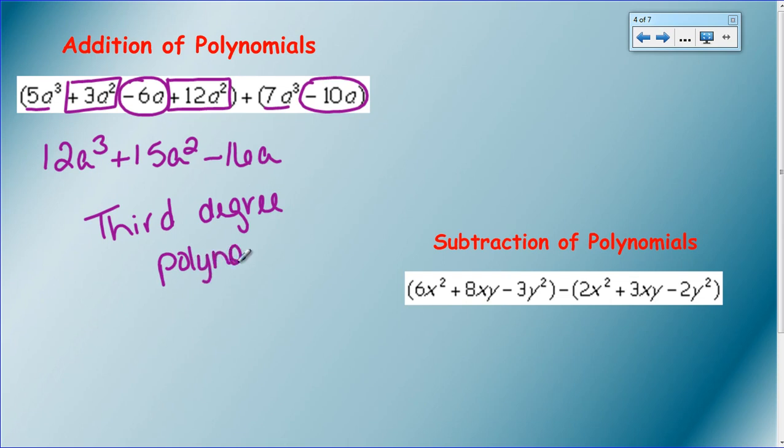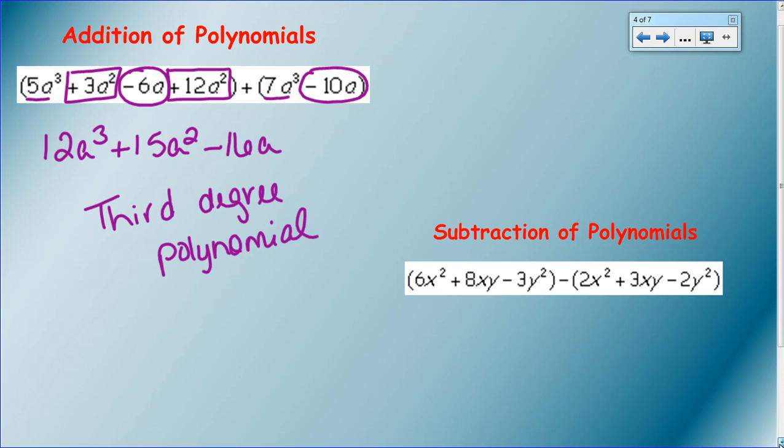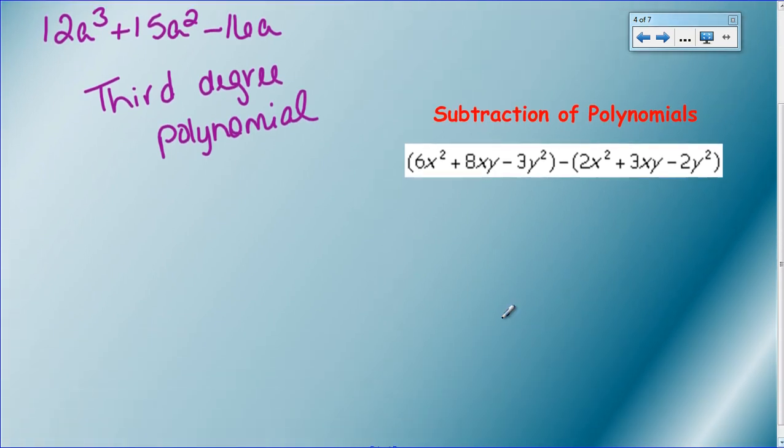See if I can spell better this time. There we go. Now when you do subtraction, you're treating it the same way. You're still going to be combining like terms, but remember there is a minus sign in the middle here. So there's two ways to do this problem. The first way, you can just know that there's a minus sign here, and so you know that you are subtracting. Or you can distribute this negative to everything inside these parentheses and then go ahead and just combine like terms. I'm going to do it the first way.